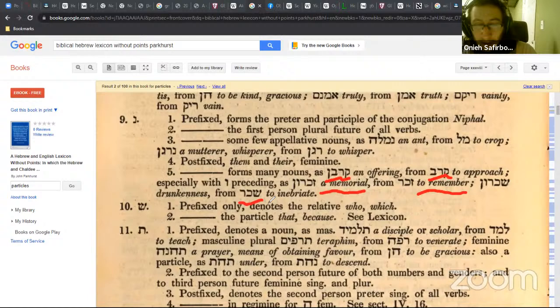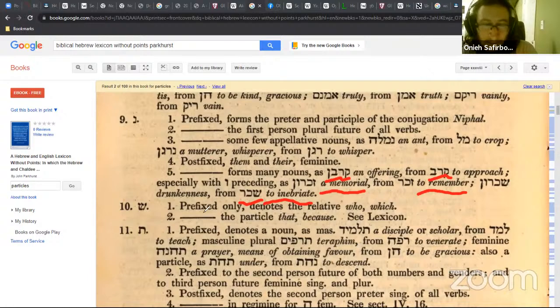Shakar is to inebriate or to become drunk. And with the noon at the end, it's drunkenness, like total drunkenness. Same thing for someone who's poor, in poverty is ebion, because it's total poverty. Ebion. The on at the end gives it that super meaning.